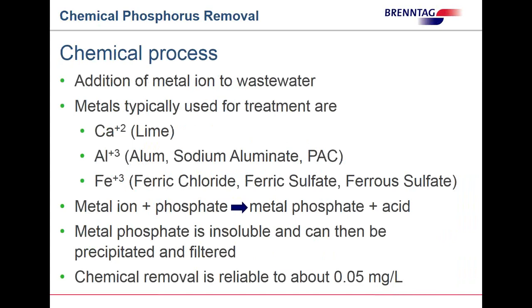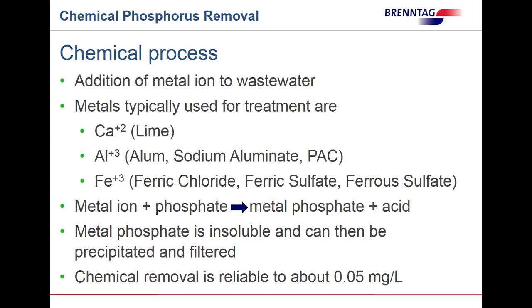So, in addition to the biological treatment for the removal of phosphorus, phosphorus can also be removed chemically. Again, the key to effectively treating for phosphorus removal is to convert all the dissolved phosphorus to particulate form and then settle or filter. The chemical process involves the addition of a metal ion to the wastewater. The metals typically used for treatment are calcium in the form of lime, aluminum in the form of aluminum sulfate, sodium aluminate, polyaluminum chloride, and iron in the form of ferric chloride, ferric sulfate, and ferrous sulfate.